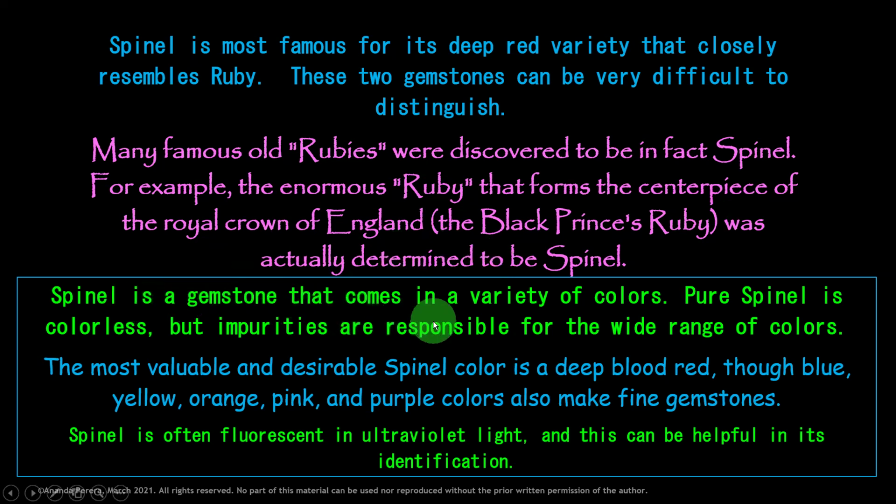Spinel is a gemstone that comes in a variety of colors. Pure spinel is colorless, but little impurities are responsible for the wide range of colors. The most valuable and desirable spinel color is a deep blood red, though blue, yellow, orange, pink, and purple colors also make fine gemstones. Spinel is often fluorescent in ultraviolet light. You can remember this very well. Spinel is often fluorescent in UV light, and this can be helpful in its identification.